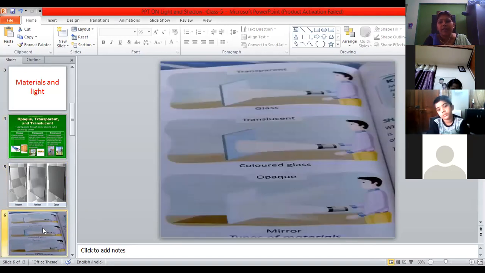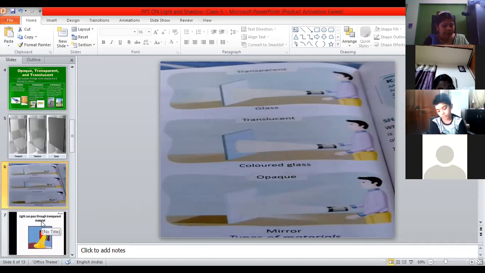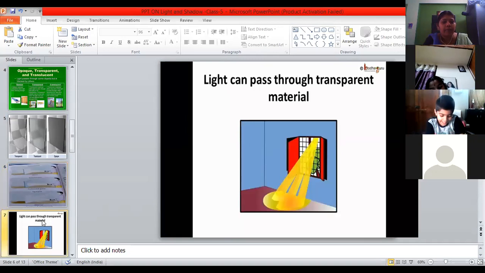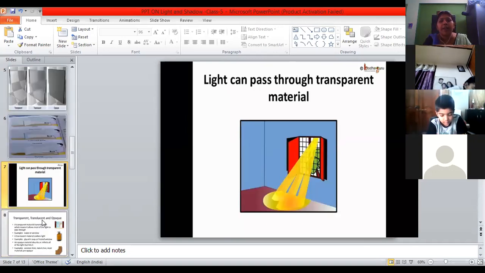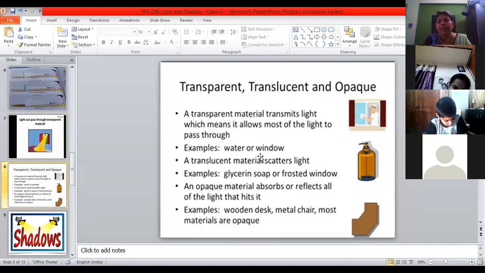Okay, children, this is the difference between transparent, translucent and opaque. This is the transparent one. Here is the translucent one, and this is the opaque one. Transparent glass, colored glass, and a mirror. Able to understand, children? So these are the different examples of transparent, translucent and opaque materials.